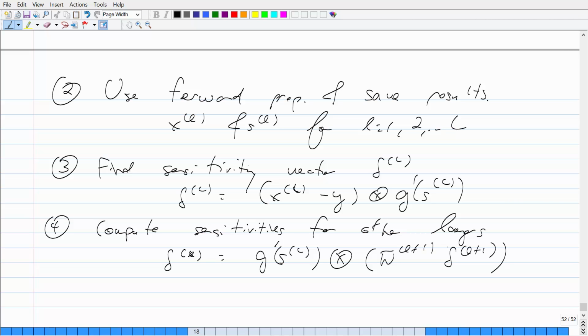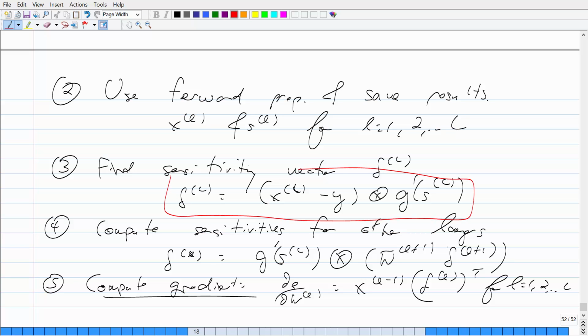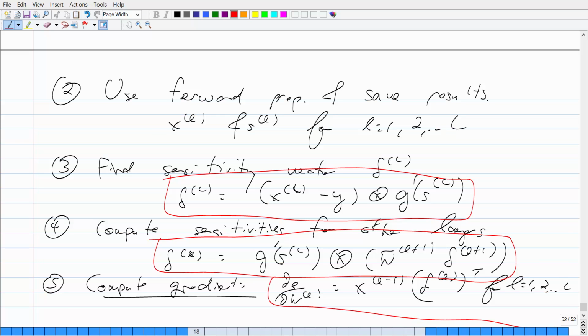And then finally, last step, compute gradient. So this is for L equal to 1 up to capital L. Okay, so that's it. I'll do an example next class. I unfortunately ran out of time. But this would be the backpropagation algorithm for linear algebra.